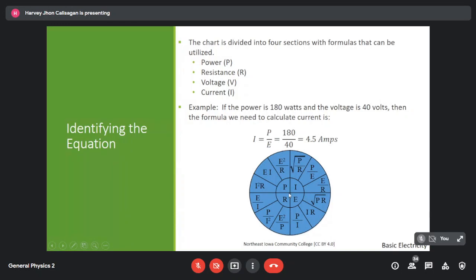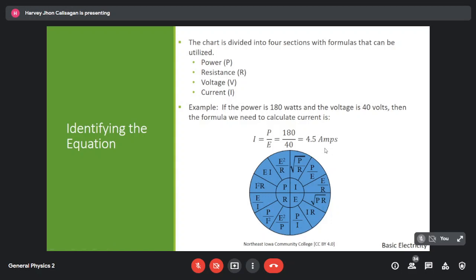So the simple way, try to look at this chart. The E here is the voltage. Since the voltage is the energy source, it's represented by E, so it's the same thing. Same goes with the power. So we're looking for the current. So we have 180 watts divided by 40, which is 4.5 amperes.